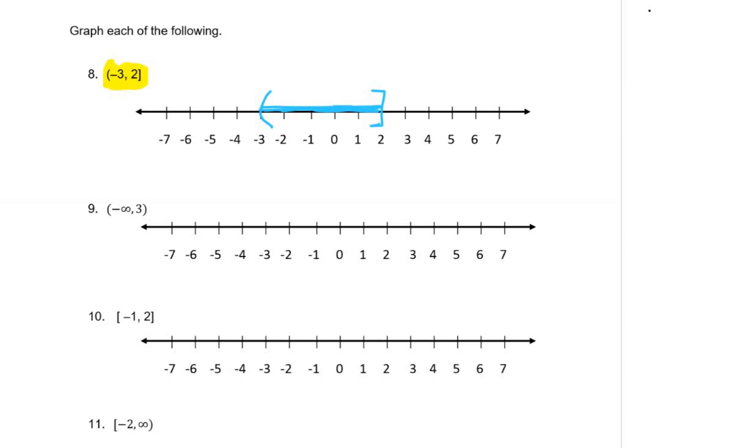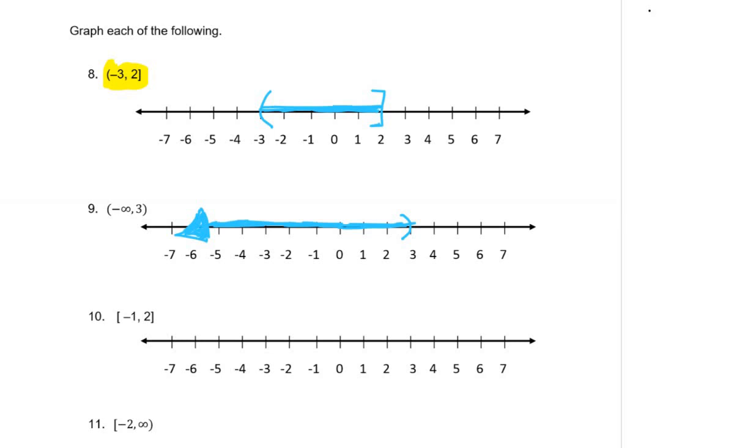graph. Now, problem 9 is a little bit different, though, because you have -infinity, which means I'm going out forever in this direction, right? Forever to the left. And as far right as I go is 3, and there is a parentheses at 3. So I'm going to shade all that middle part in. So any number that's in this shaded region is in between -infinity and 3.